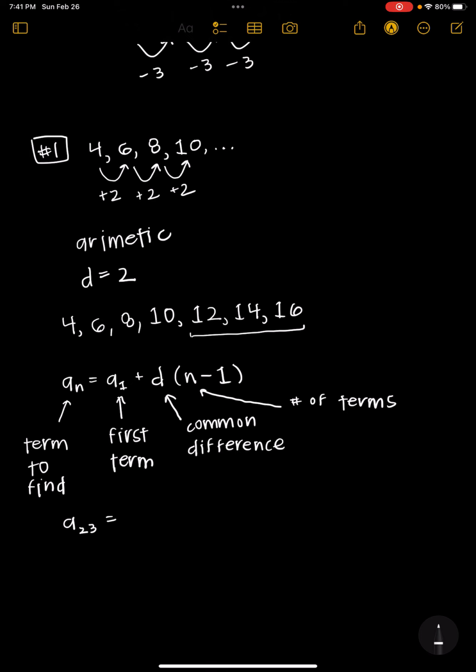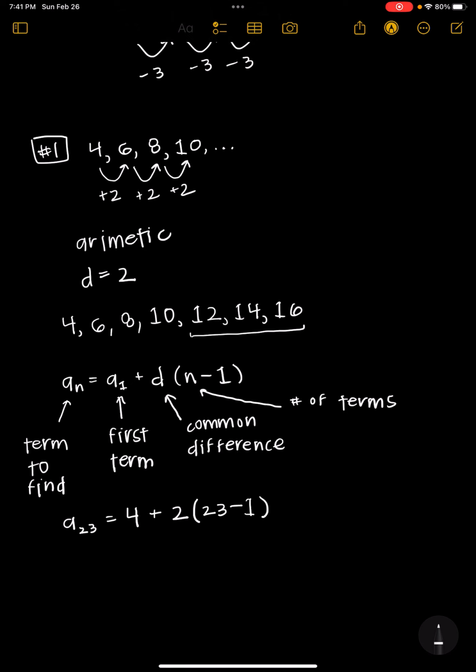Well, we decided my first term is the first number in the sequence, which is 4, plus d. So d is that common difference. We found that to be 2. And then n minus 1. We wanted to find the 23rd term, so I'm going to replace the n with 23, and then minus 1.